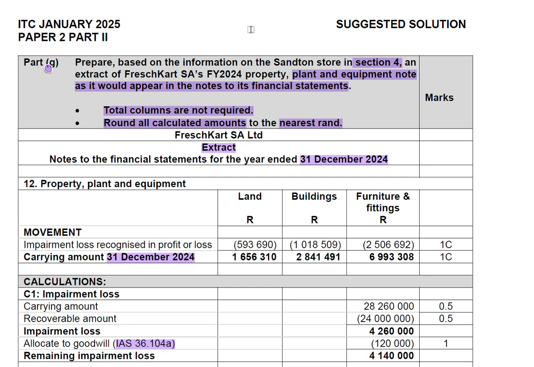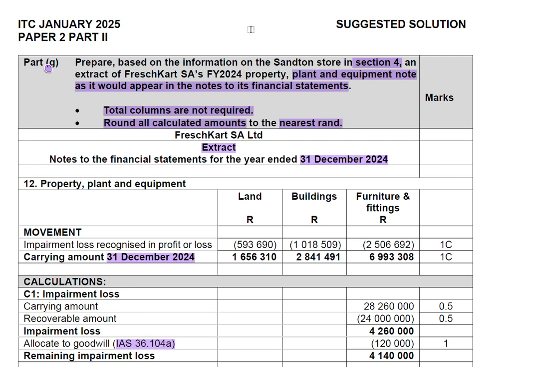This question that you're going to be looking at now covers the impairment of assets. It is part G of paper 2 for January 2025. We are required to prepare, based on the information on the Centene store in section 4, an extract of the French card SA 2024 property, plant and equipment note, as it would appear in the note to its financial statements. Total columns are not required. Round all the calculated amounts to the nearest rand.